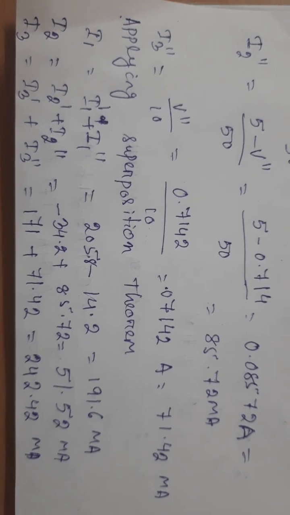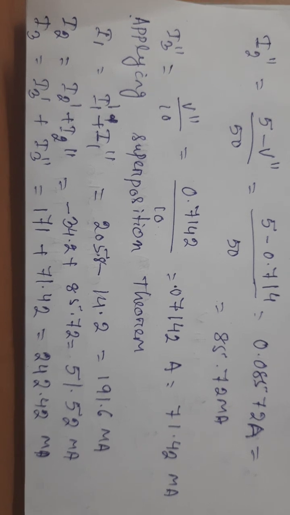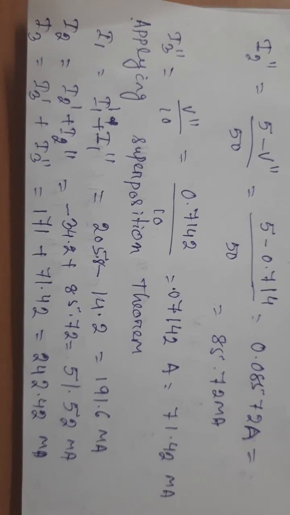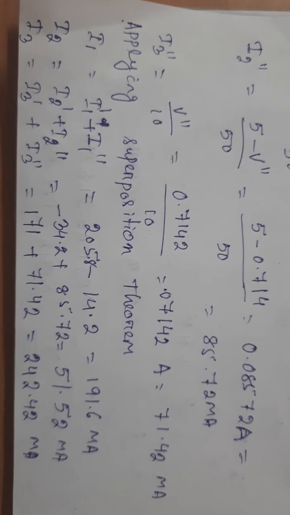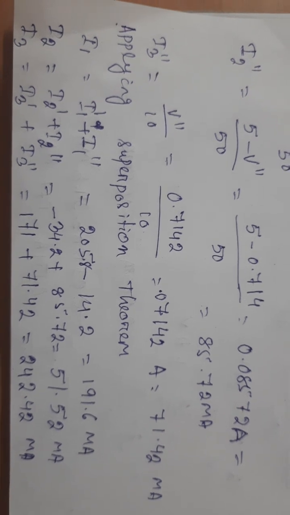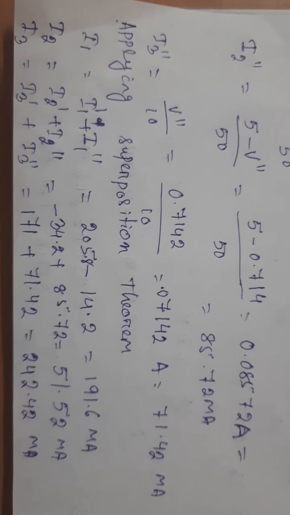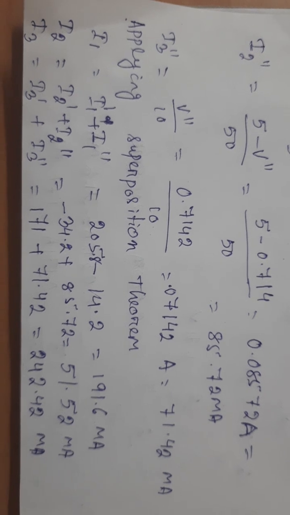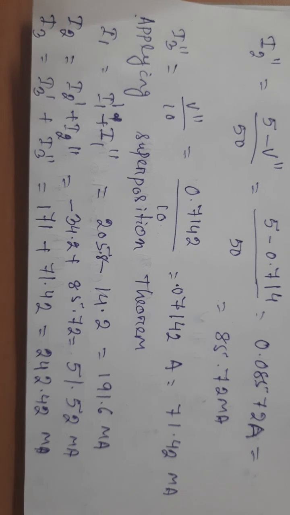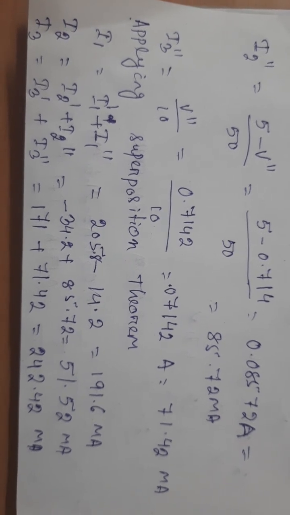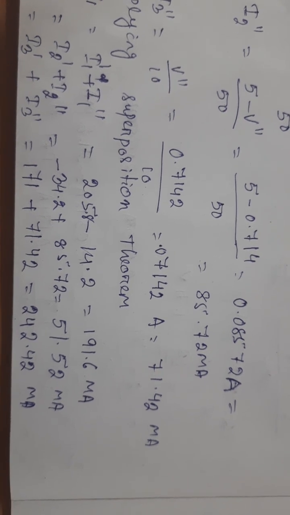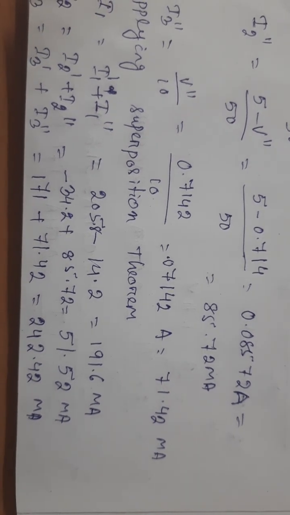Similarly, I2 is equals to I2 dash plus I2 double dash, that is minus 34.2 plus 85.72, that is equals to 51.52 milliampere. And I3 is equals to I3 dash plus I3 double dash, that is equals to 171 milliampere plus 71.42 milliampere, that is equals to 242.4.